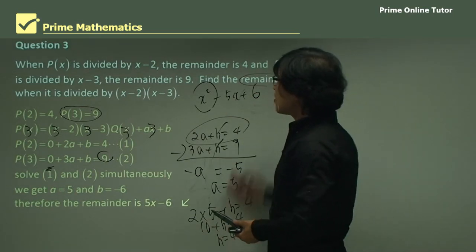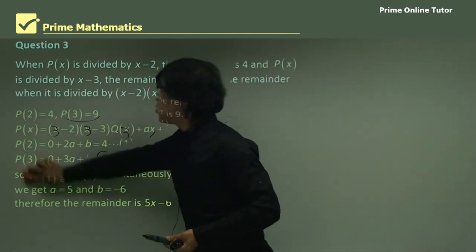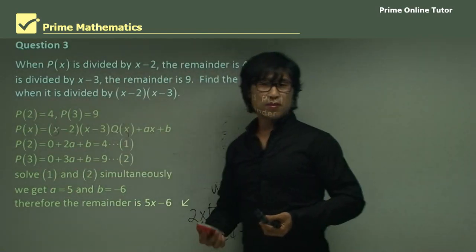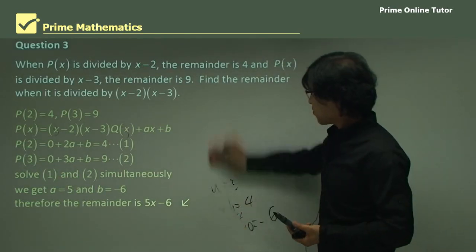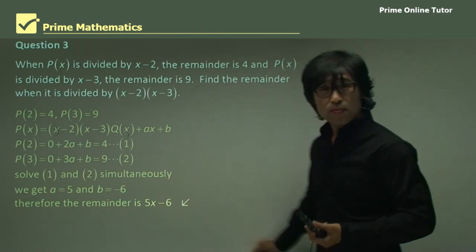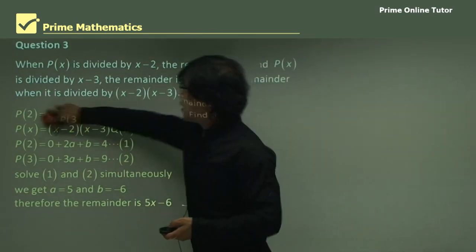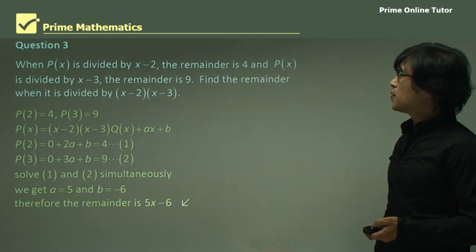The subtle difference between this question and other questions is to utilize the remainder theorem by the use of the previous condition of the question. It's slightly different, but still not different from the basic understanding of the remainder theorem. Okay, so that was question three. Let's jump on to question four.